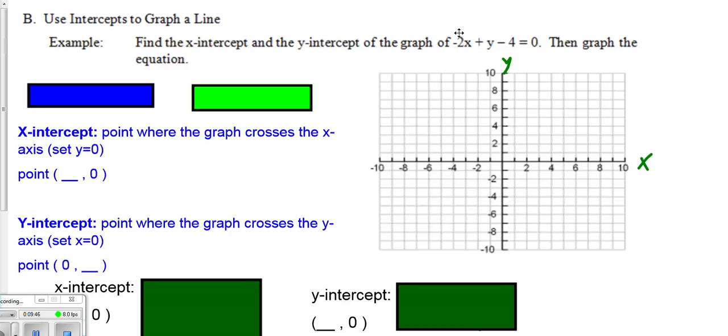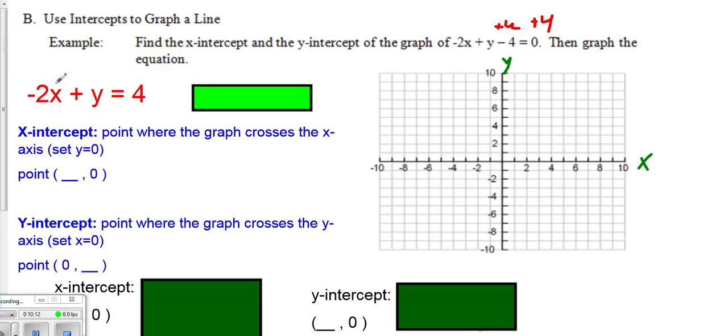So if we want to change this into standard form, we're going to need to move this -4 over to the other side. So what would we do? We would be adding 4 to both sides, because we notice we don't have standard form yet. So we'd have negative 2x plus y equals positive 4. These two canceled out. 0 plus 4, positive 4.